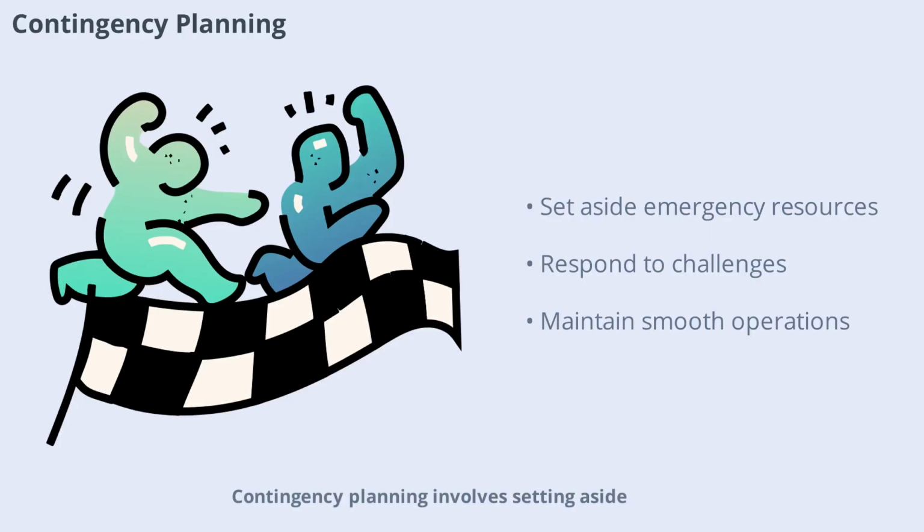Contingency planning involves setting aside resources for unexpected events or emergencies. By having a buffer, you can respond quickly to challenges without derailing your main projects. This strategy is especially important in environments where uncertainty is high. Always plan for the unexpected to keep your operations running smoothly.